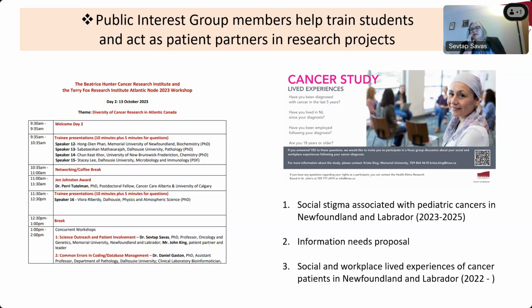Most of the time they start from the beginning, especially with the information needs proposal. We involve them from the beginning on, right? And in some others, for example this one, it is a continuation of another previous study of mine. So they are integrated after we design it, but they do help us with everything from documents to the recruitment to bringing the patient-centering approach to the study. Does that answer your question, Teresa? I hope so. Thank you.